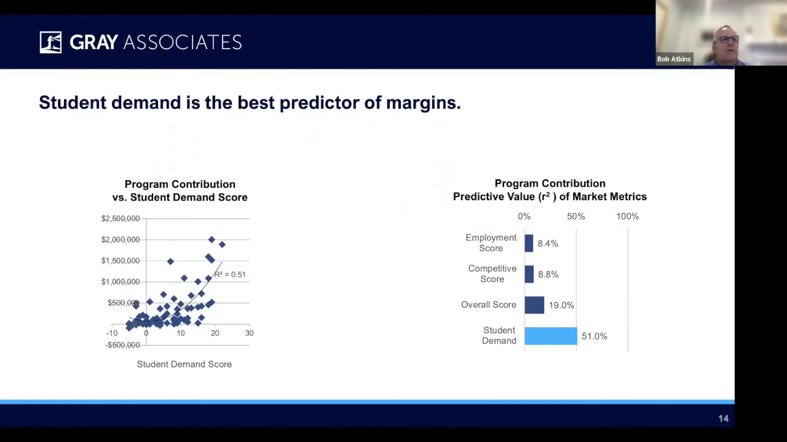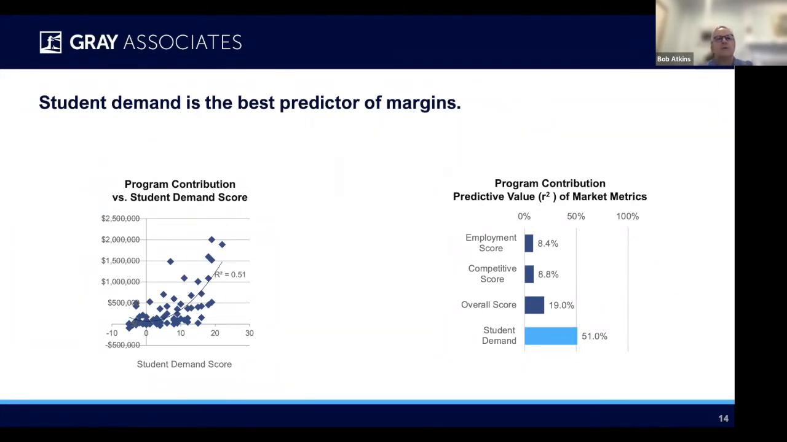demand is strong. And for those of you who aren't statisticians, the left-hand side is a scatter plot of programs by student demand score and the margin on those programs. So the x-axis, the horizontal axis, is the student demand score from our systems, and the y-axis or vertical axis is the margin on those programs. And you can see the pattern is clearly going up, and the R-squared, or the reliability of that prediction, is 0.51. Perfectly reliable is 1.0, unreliable is 0, and it's actually quite unusual to see a single variable analysis like this and have it have a predicted value as high as 0.51.